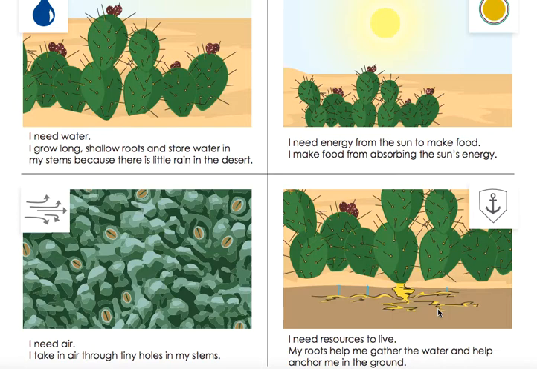I make food from absorbing the sun's energy. I need air. I take in air through tiny holes in my stems. I need resources to live. My roots help me gather the water and help anchor me in the ground.